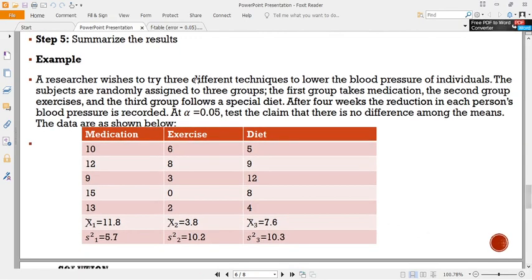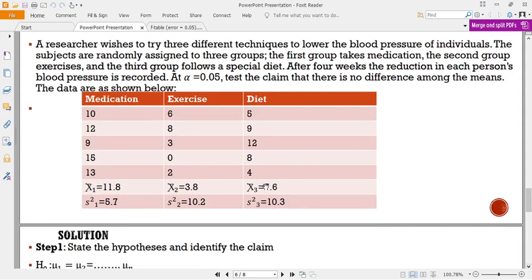So I have an example to help us have a deep understanding of what is above. A researcher wishes to try 3 different techniques to lower the blood pressure of individuals. The subjects are randomly assigned to 3 groups. The first group takes medication, the second group exercises, and the third group follows a special diet. After 4 weeks, the reduction in each person's blood pressure is recorded. And at alpha equal to 0.05, I want to test the claim that there is no difference among the means, or there is no difference in the effectiveness of all the 3 techniques.